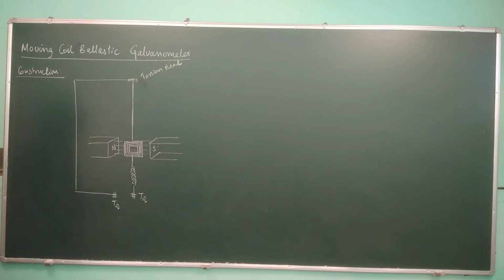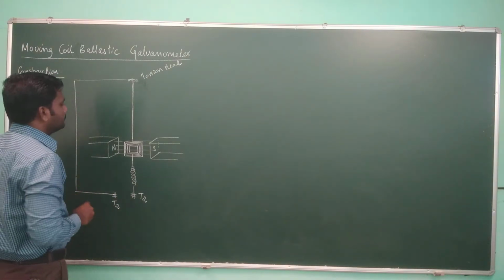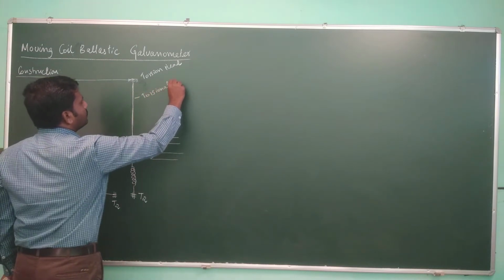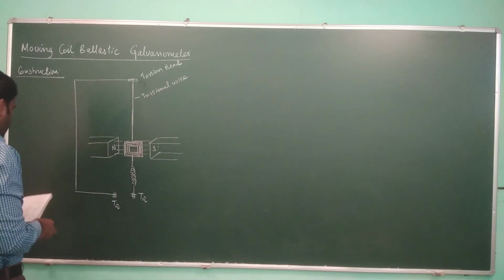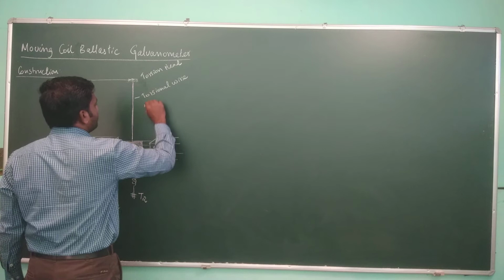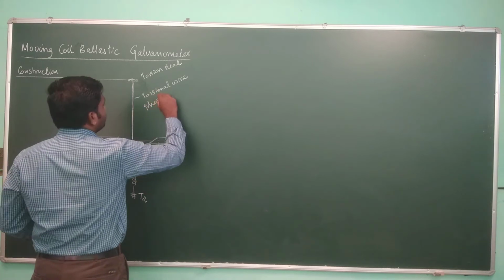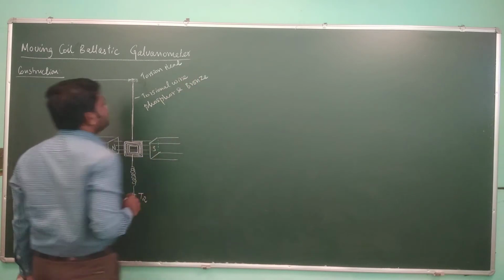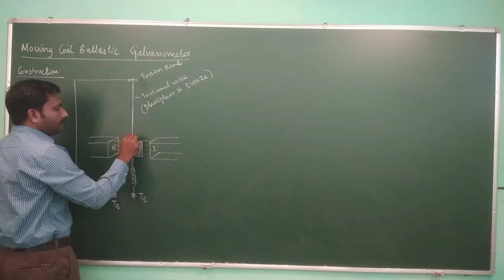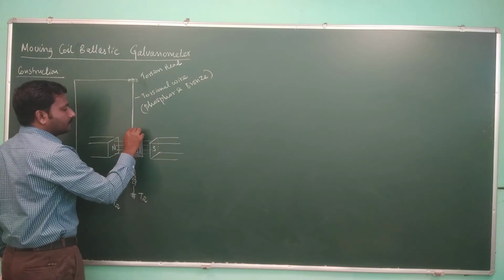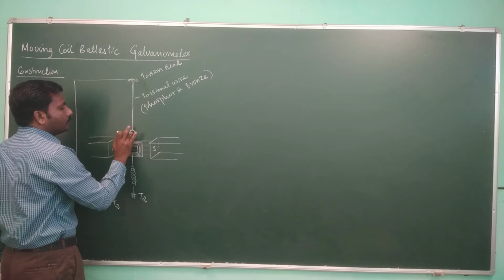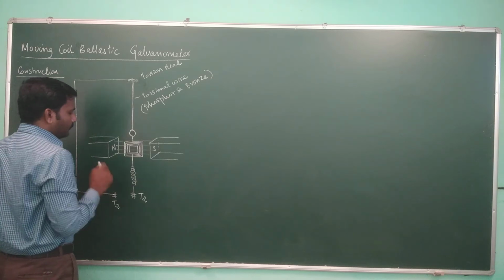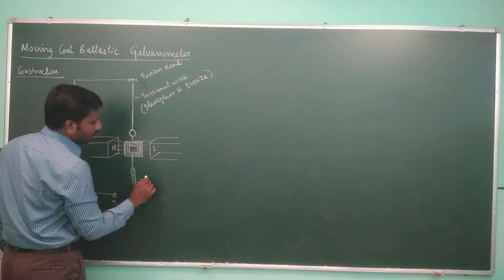When you look back to the moving coil galvanometer, a similar diagram was drawn. So this is the torsional wire, which is made up of phosphor bronze, and there is a mirror pasted over here. This mirror is used to measure the deflection.